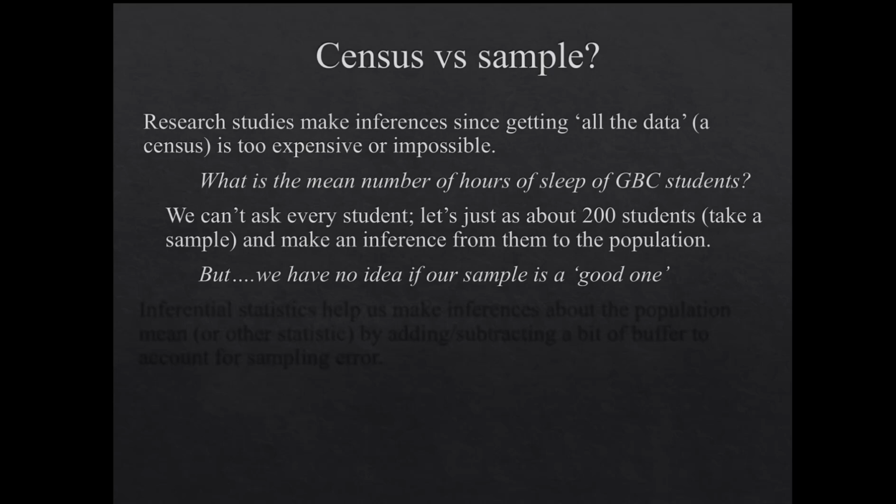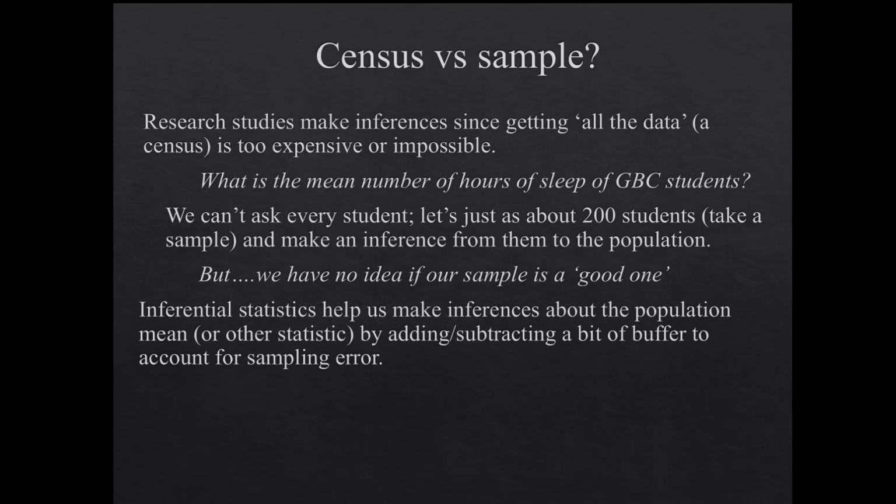We could grab 200 people who just are chronic sleepers or chronic non-sleepers, chronic insomniacs, we don't know. So inferential stats helps us make inferences, and we do that by adding and subtracting a bit of buffer. Those 200 may not be a good representation. We know there's going to be some error, so we add and subtract a little bit on top and a little bit on the bottom to account for that. That's where confidence intervals come from.